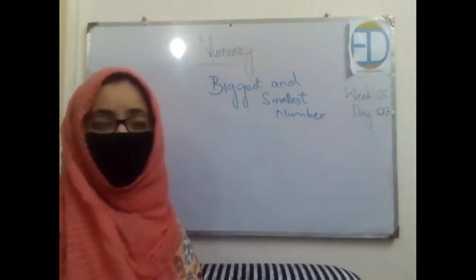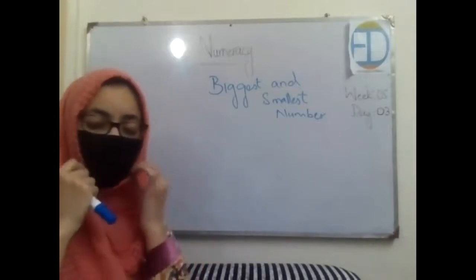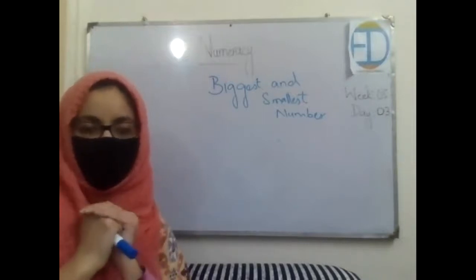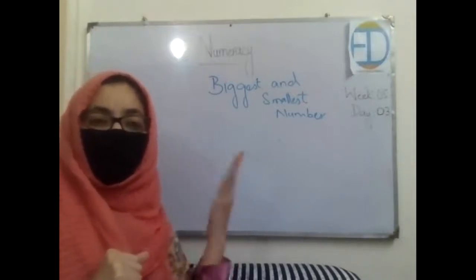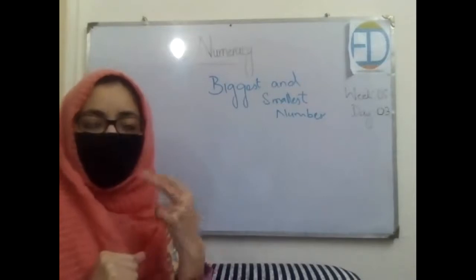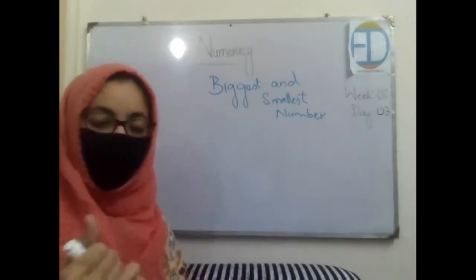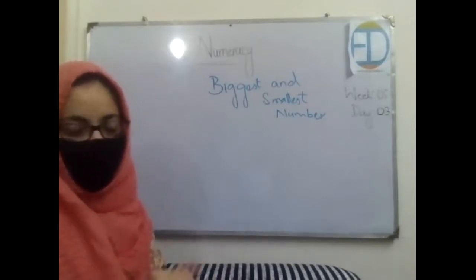The topic that we will be covering is basically 2 topics by those revision exercises. The first one is how to identify the biggest and the smallest number, and the second topic is missing numbers. So let's start with the biggest and smallest number topic.